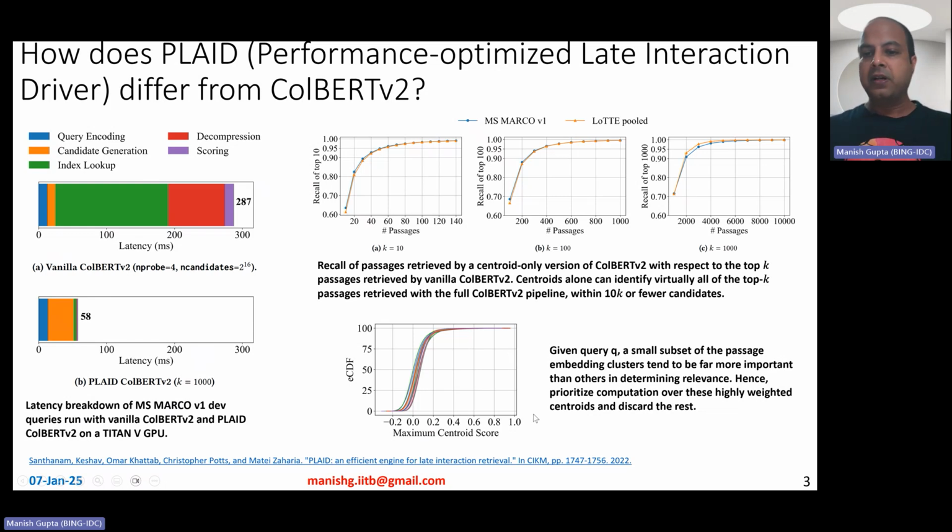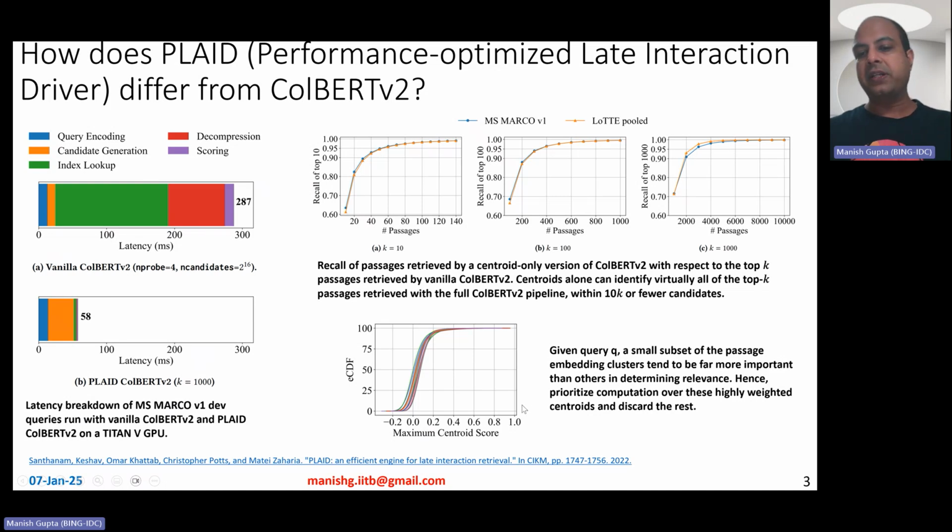The thinking is that given a query Q, if you look at the matching document tokens, those document tokens do not really belong to too many clusters. They belong to a very small number of clusters. Okay. So given a query Q, only a small subset of the passage embedding clusters tend to be far more important than others in determining relevance.